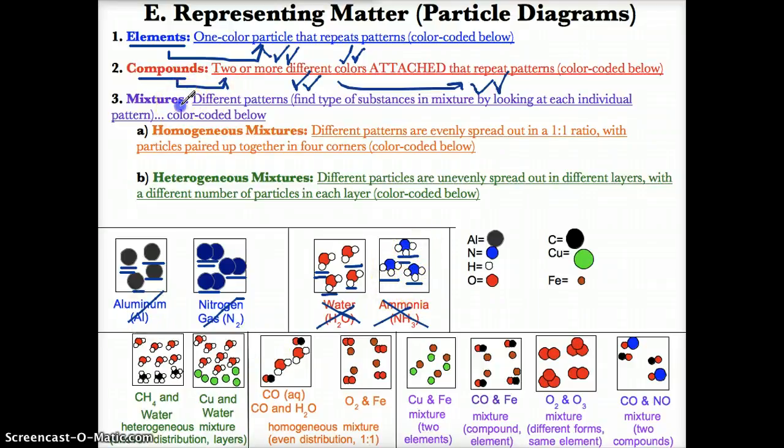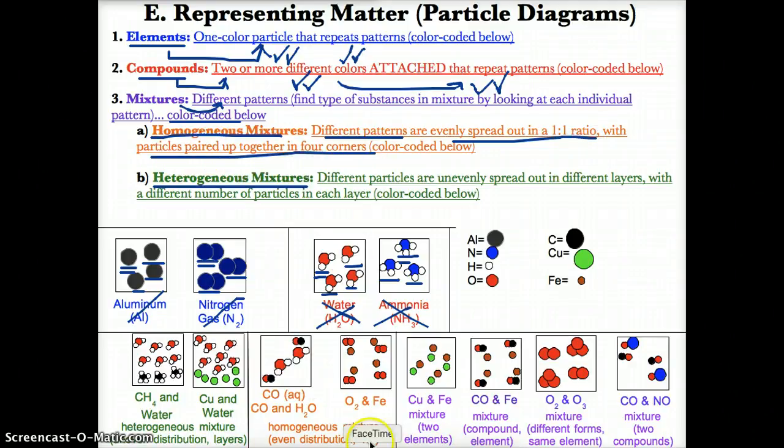Okay? Mixtures are different patterns in any way, shape, or form. So if the number or the color of different particles appear different somehow, then it's different patterns, and they're color-coded here below. But I also want you to note homogeneous mixtures and heterogeneous mixtures look different. Specifically, homogeneous mixtures are different patterns that are evenly spread out in a one-to-one ratio, and the particles are paired up together in four corners, and I've color-coded this in orange below. Heterogeneous mixtures are different patterns that are unevenly spread out in different layers with a different number of particles in each layer. So mixtures in general are different patterns in either number or color between the separate particles, and I've color-coded these in purple here.